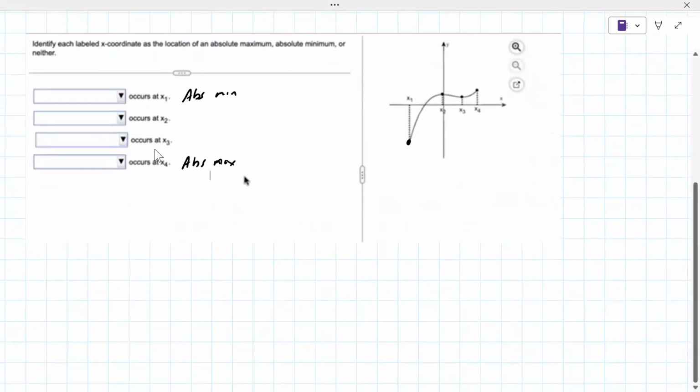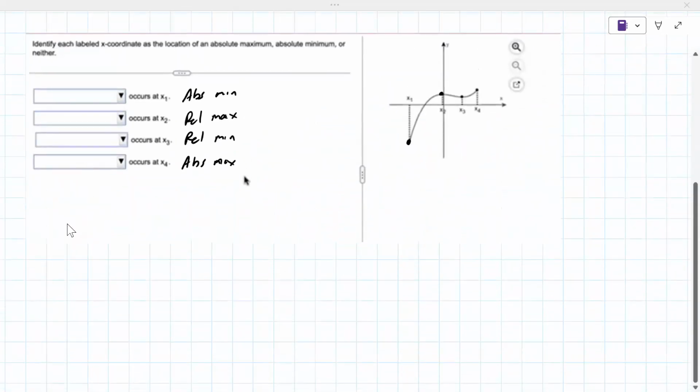Now we talk about X2 and X3. X2 is a peak. It's higher than the points around it, but it's not the highest point. You think, oh, I'm at the top, and then you realize there's more to go. So it's what's called a relative max, because relative to everything around it, it's the biggest. And then X3 is a relative min because it's lower than everything around it. Does that make sense?